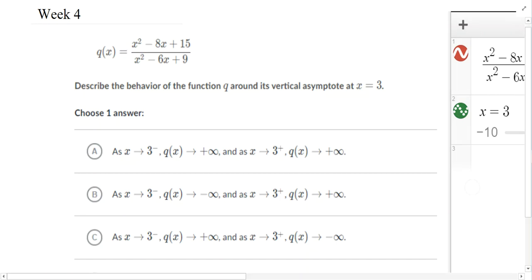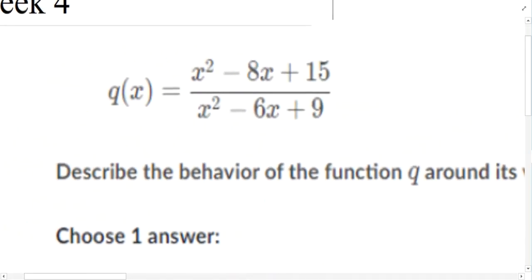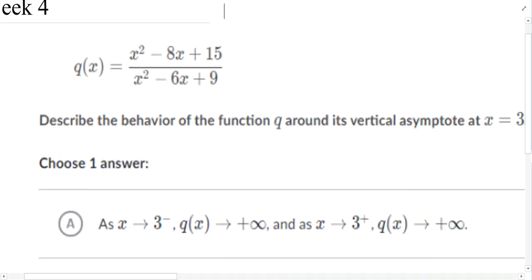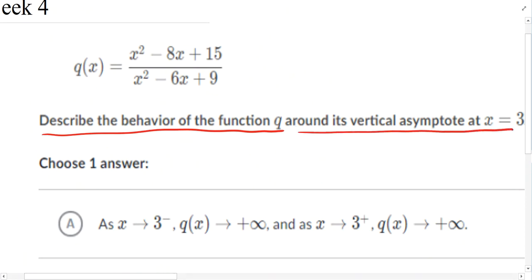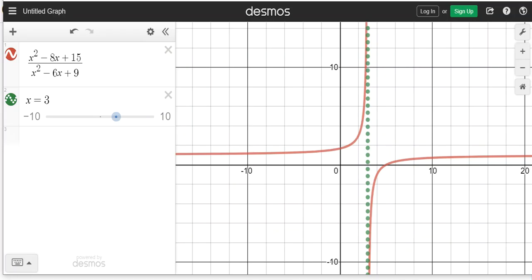Okay, so I've gotten a few questions about these rational function problems from Khan Academy, and I thought I'd make a quick video to talk a little bit about them. The instructions in Khan say to describe the behavior of the function q around its vertical asymptote at x equals 3. In each of these questions, I do believe that Khan is expecting you to answer them while looking at a graph. So when it comes time for our test next week, should you see a question like this, let's make sure that we have access to a graphing calculator.